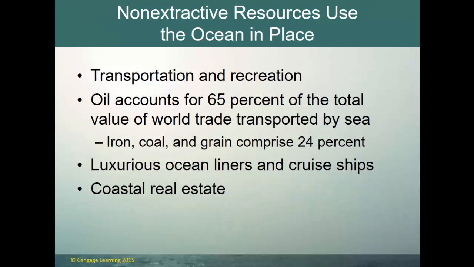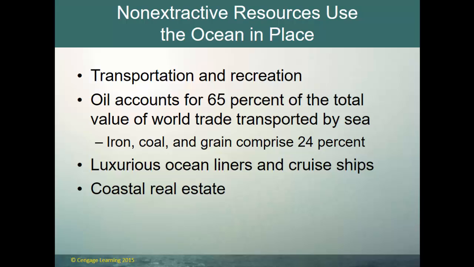All right, from physical to marine energy to biological, to now the non-extractive resources, or resources of the ocean that you can't take out of the ocean, and they would include transportation and recreation. So oil accounts for 65% of the total value of the world trade transported by sea. So of everything transported on the ocean, about 65% of that is going to be oil. Then we have iron, coal, and grain.